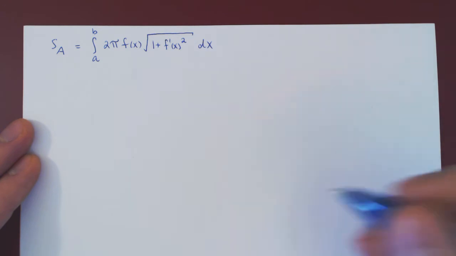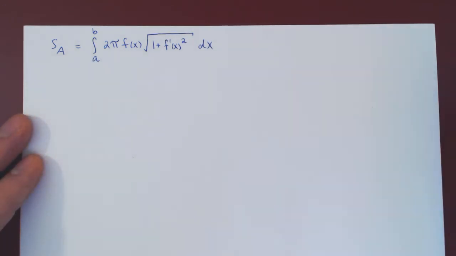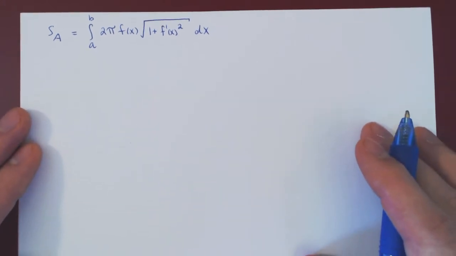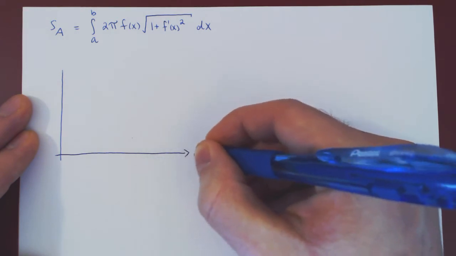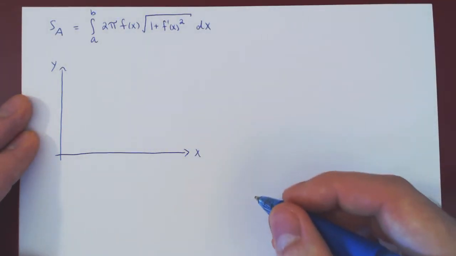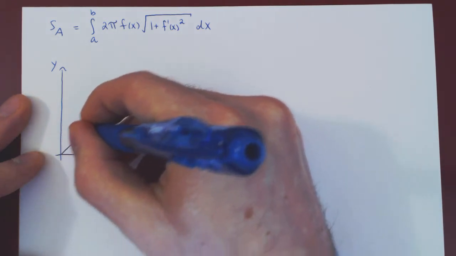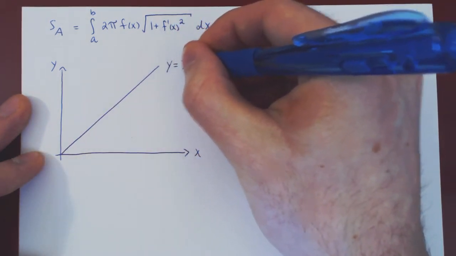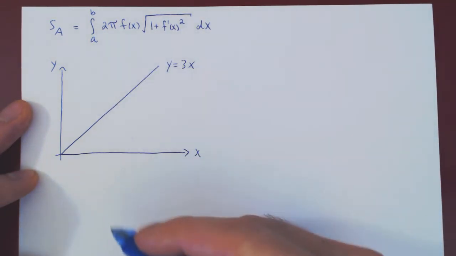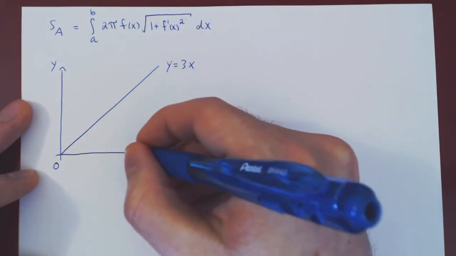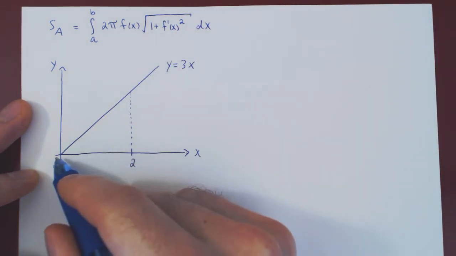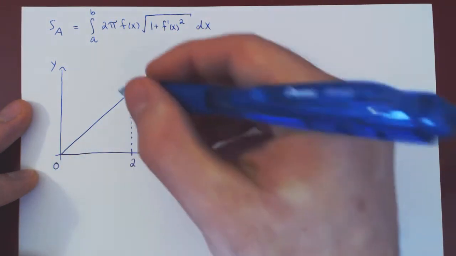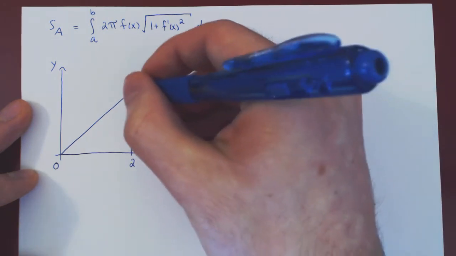So let's consider now a very simple example of the formula with a very well-known surface of revolution. Suppose we consider in the xy plane a curve that is given by a straight line y equals 3x. And we'll consider the interval from a to b being from 0 to 2. So here's our curve between 0 and 2. Of course, the corresponding y value, 3 times 2, is 6.